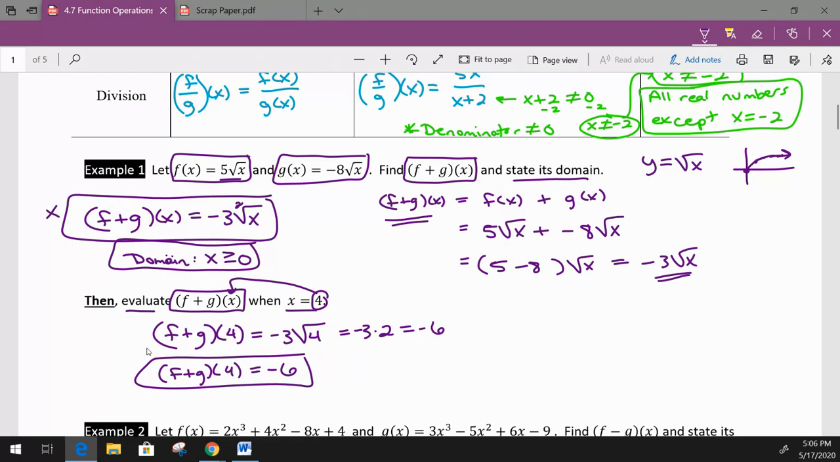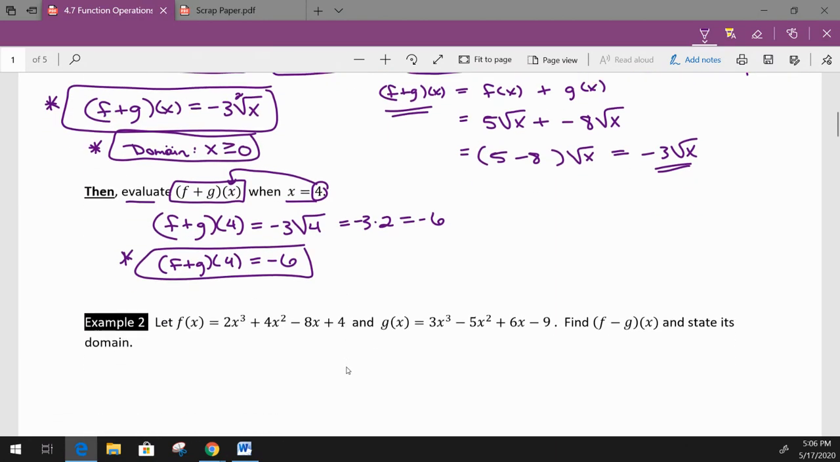So we have our new function, we have our domain, and we used our new function to find a specific value at a certain value of x.